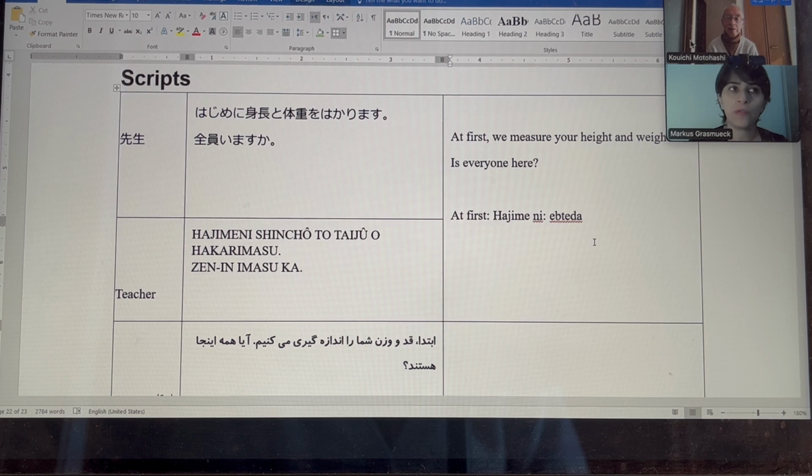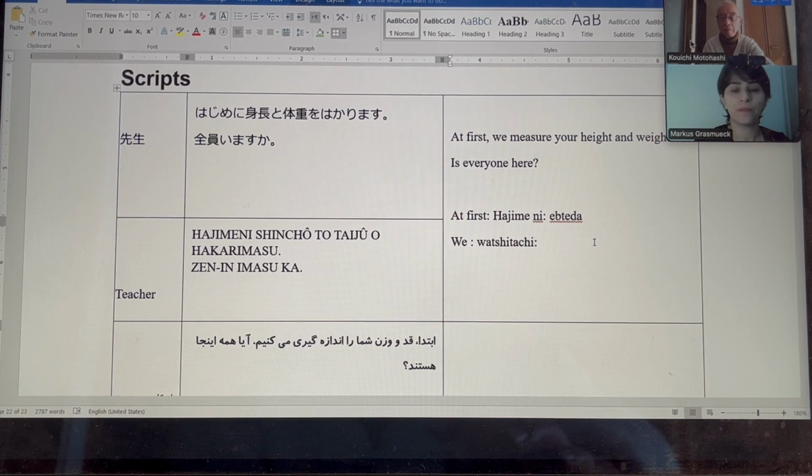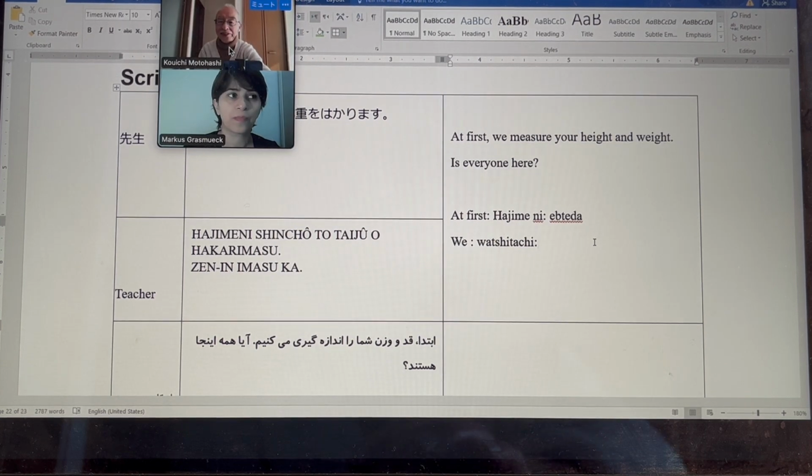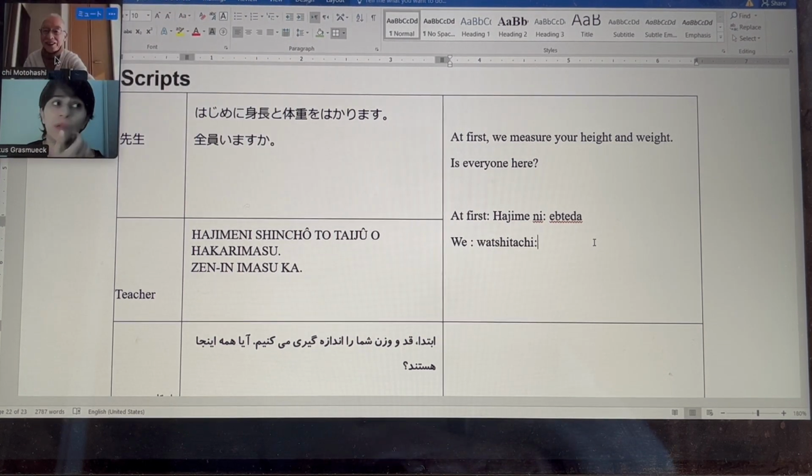As you know, the verb in Persian, the same as Japanese, always comes at the end. Like hakarimasu. And we, do you remember the pronoun we? Yeah, 私たち, watashitachi, right? In Persian, do you remember? What is it in Persian?